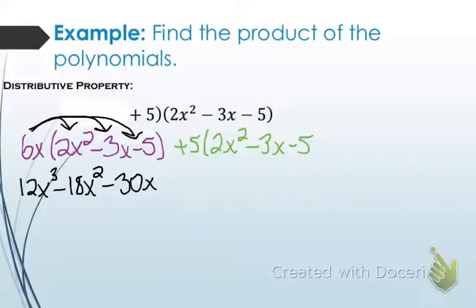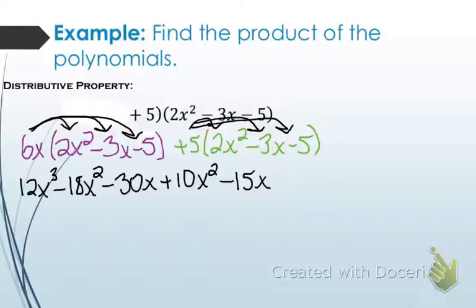Okay, so next one here. 5 times 2x squared. 5 times 2 is 10, x squared. 5 times negative 3x, that is negative 15x. 5 times negative 5, negative 25. So that is a long polynomial.